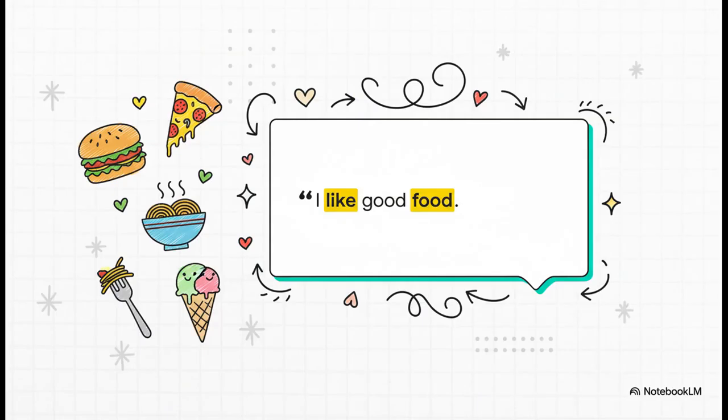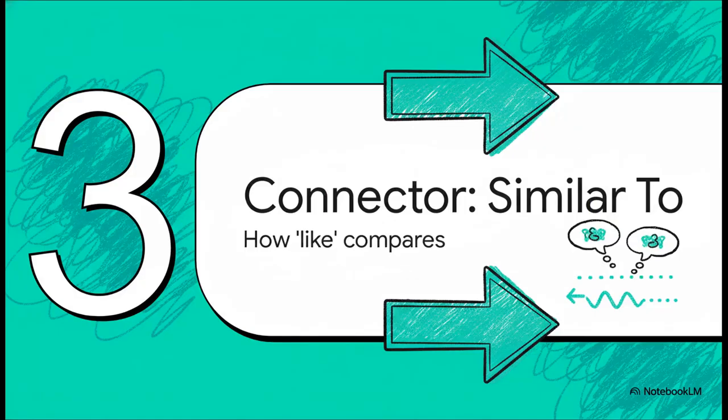Take this sentence. I like good food. It's so pure, so direct. There's no confusion, no ambiguity. This is like at its most fundamental, its most honest. But the story doesn't stop there. Like does more than just express feelings. It actually evolves to draw connections between things. And in its next job, it becomes this incredibly powerful tool for comparison.